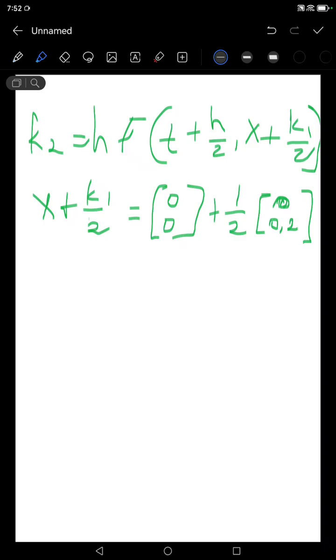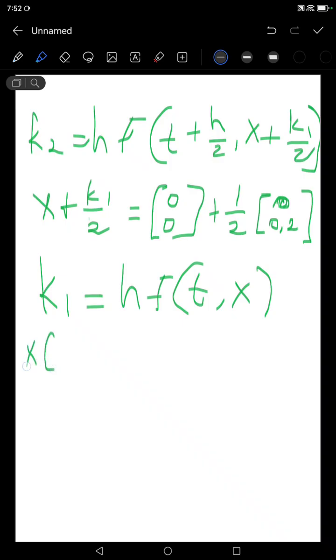Okay, let me explain again on K1. Remember, the formula for K1 is from the Runge-Kutta. The formula for K1 is K1 equals HF into T, comma X. We are given the initial condition, and we're also given the time. On our initial condition, they say x at t equals 0 is equal to 0, and x dot at t equals 0 is equal to 0. So which means this t is going to be 0.